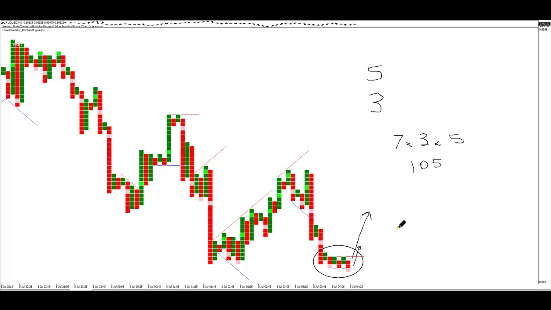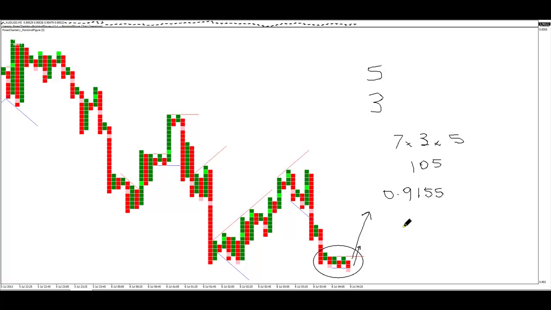And now currently our bottom box is about 0.9050, so if you add that to 105 pips, we're looking at 0.9155, 0.9155 as somewhere where we'd be looking to get out of the trade.